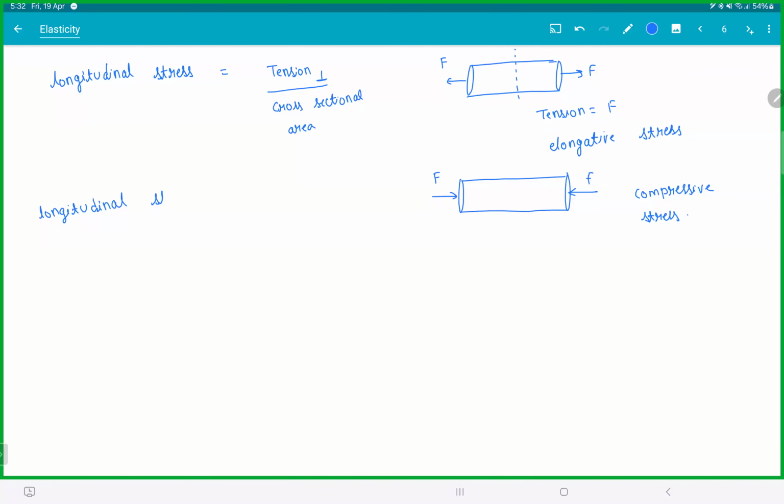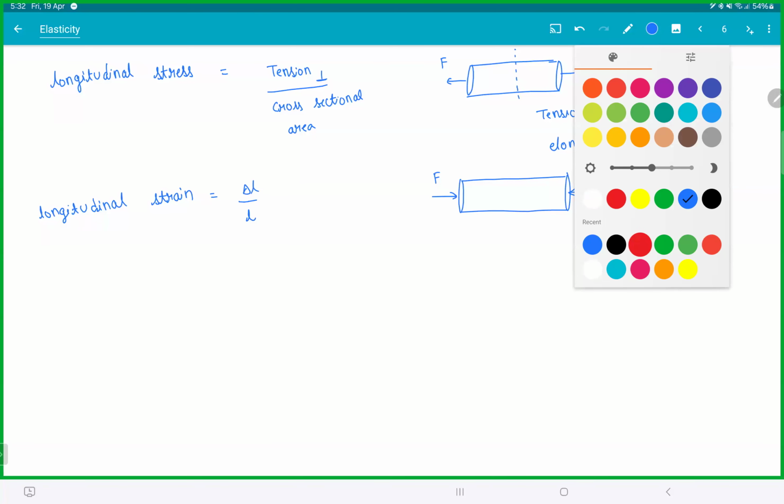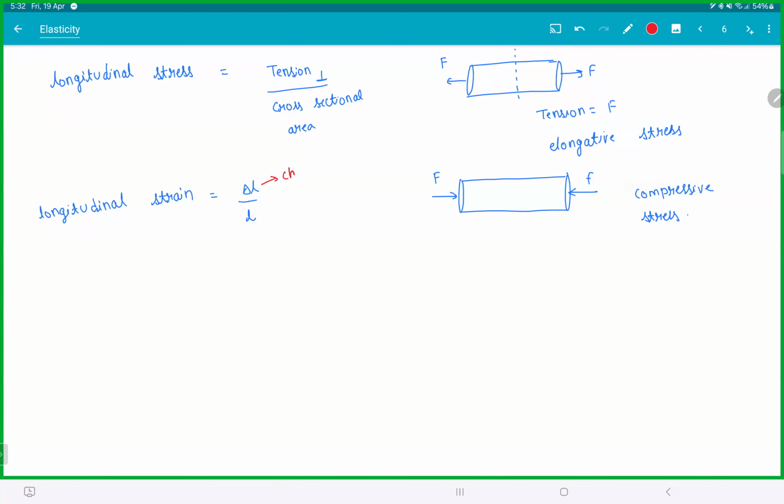We call this thing longitudinal strain, which is delta L by L. Now be careful here. Delta L is the change in length from natural length. We will talk about that a bit later. L is the natural length.